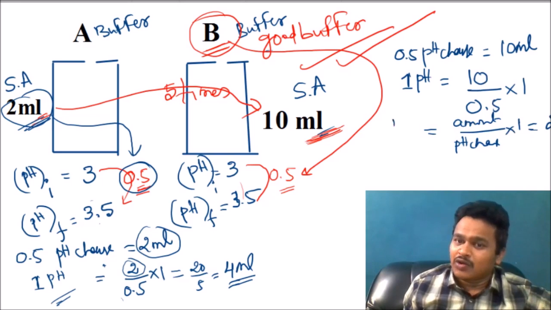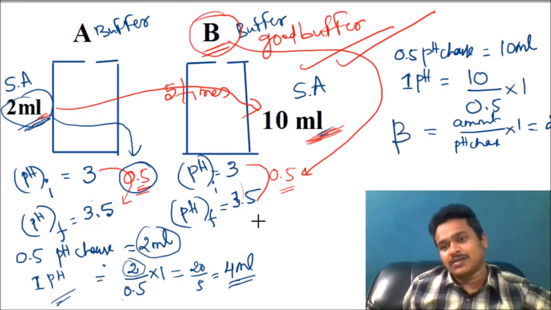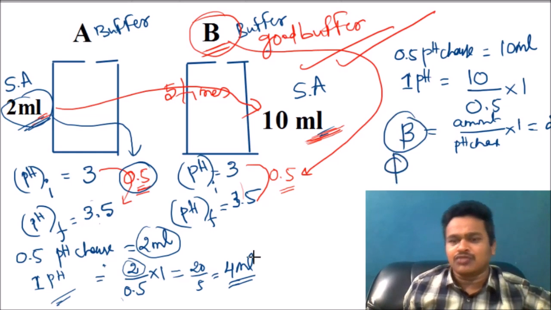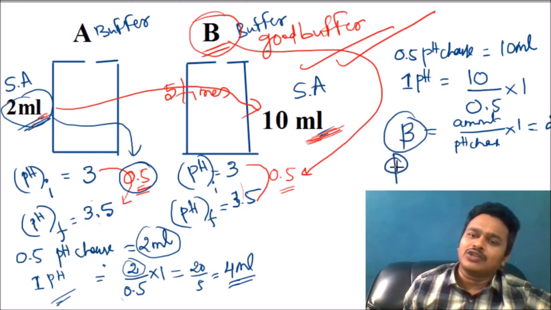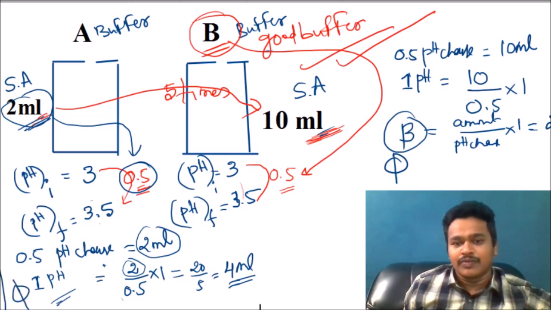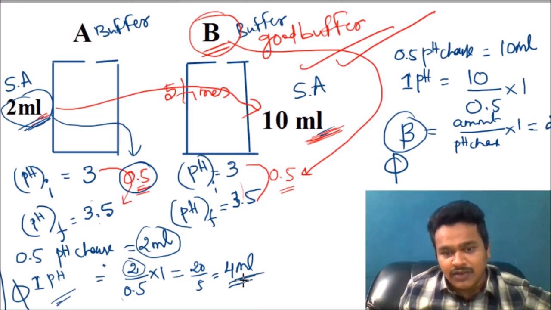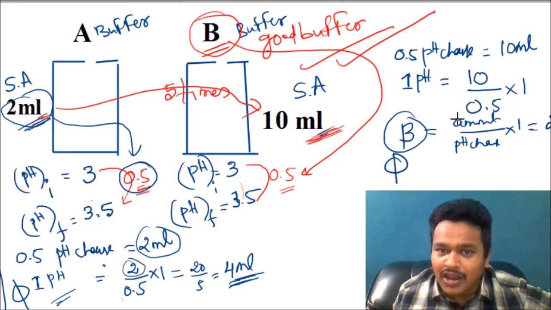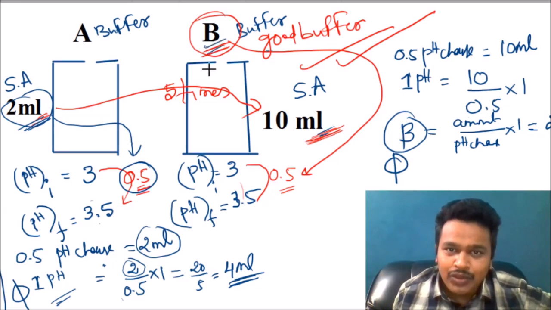That is how you are going to get the buffer index. Buffer index is not written like that, it is like this. In some books it is like this, some books use this symbol also. The phi symbol also, like beta also they can denote. Here also like beta you can denote. Otherwise sometimes phi in some books. Here the buffer capacity value is 4. Here the buffer capacity value is 20. So by calculation you can say B is a good buffer.